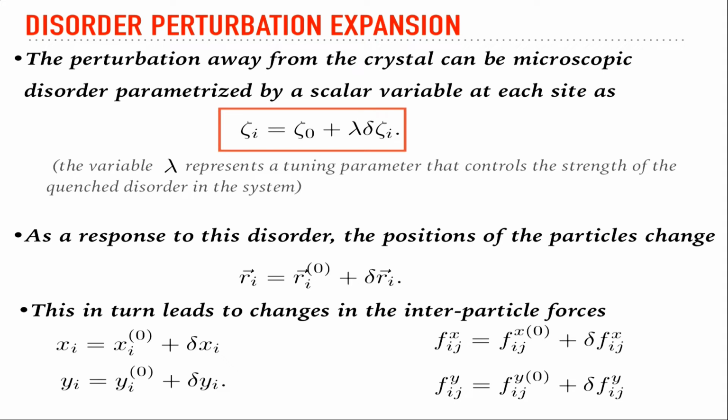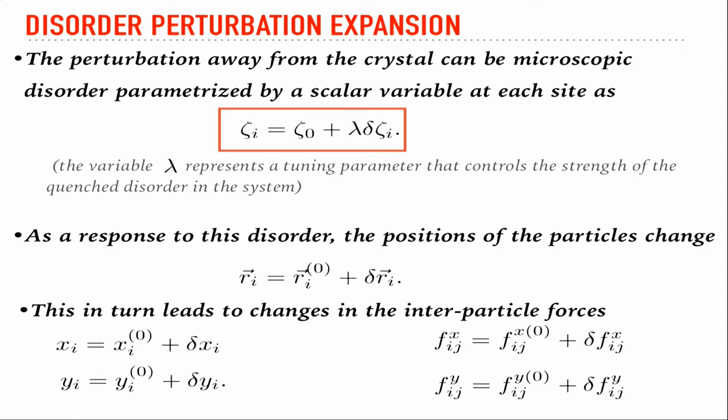The idea is simple, but the technique seems to yield some very nice results, which I will describe over the rest of this talk. What you do is you just perform a perturbation expansion away from the crystal, with any of the microscopic disorder that you can introduce. For example, you can introduce polydispersity in particle sizes. You could have variation in the spring constants. All of them are represented by some microscopic disorder variable.